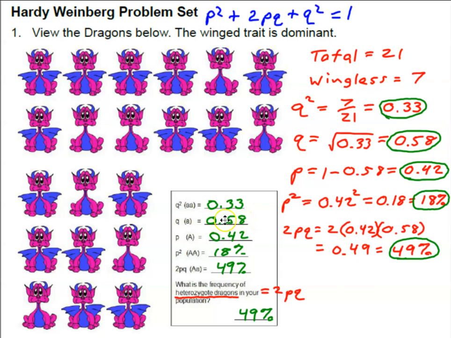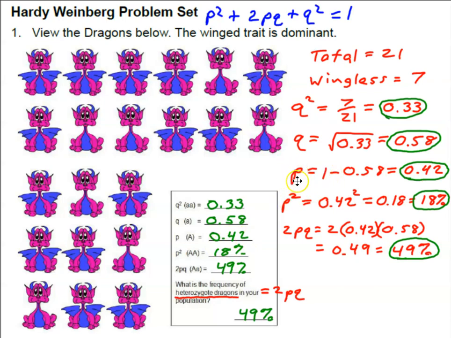Once you have the frequency of the recessive allele, you can calculate the frequency of the dominant allele, in other words, P, by subtracting Q from 1. And again, Q is 0.58. So we subtract 0.58 from 1 because P and Q are relative. They always add up to 1. So we subtract 0.58 from 1 and we get 0.42. And that's our next answer. So that's the frequency of the dominant allele.